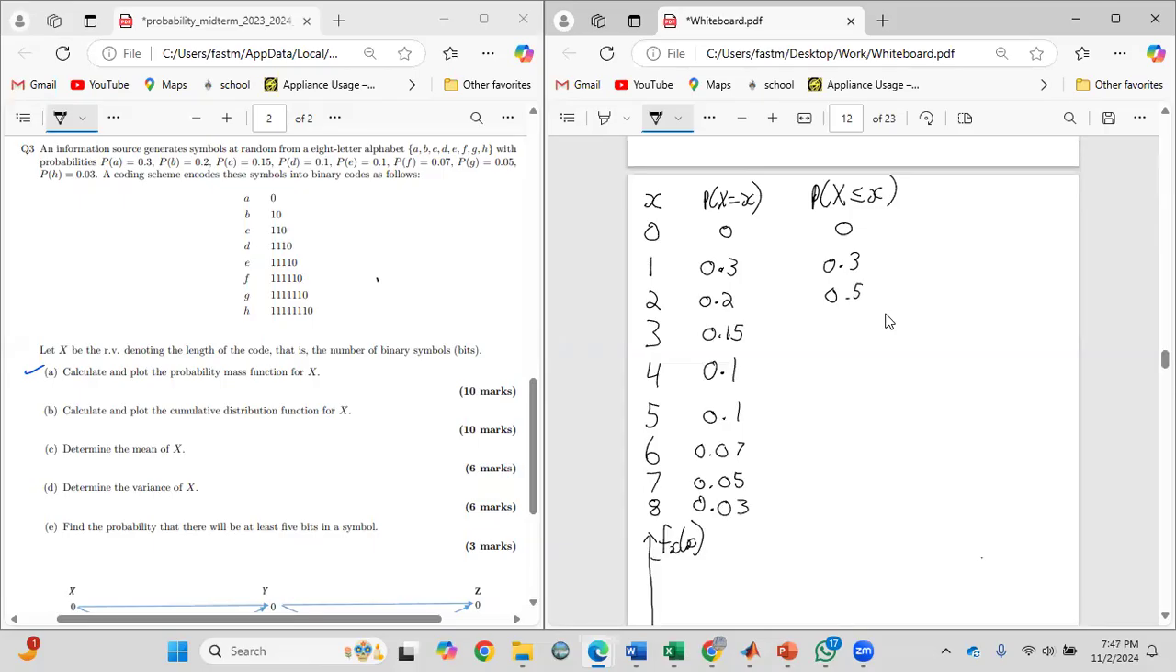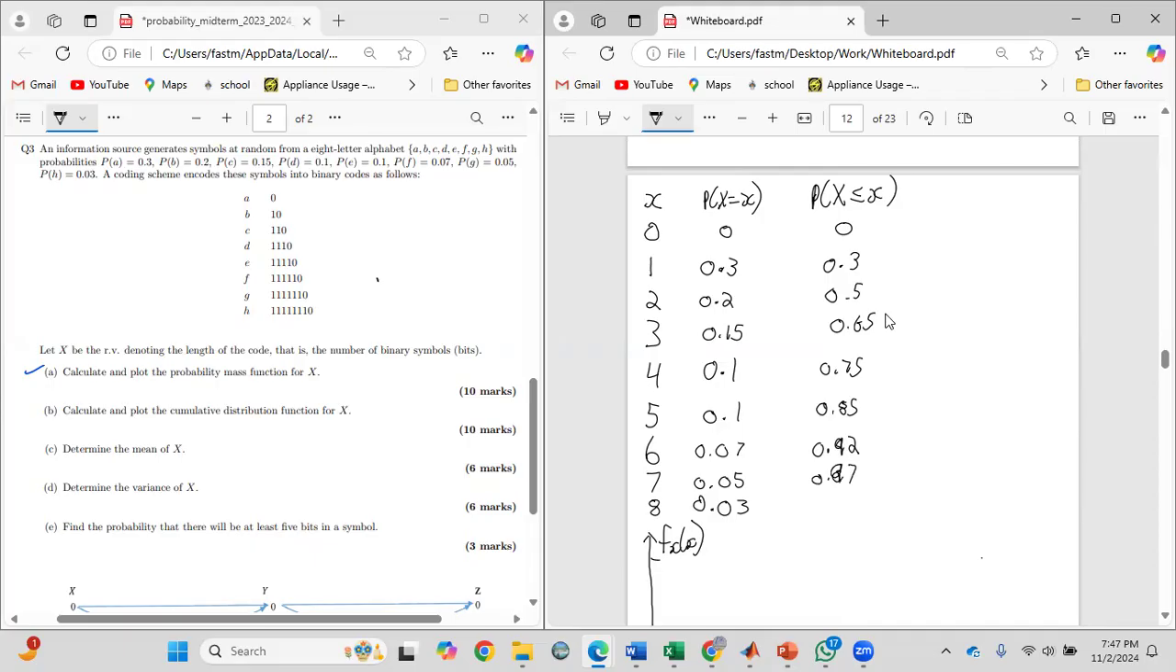All right. Then you have 3, which is 3 plus 2 plus 1, which is 0.65. 4 is 4 plus 3 plus 2 plus 1, which is 0.75. 5 is 5 plus 4 plus 3 plus 2 plus 1, 0.85. 6 is 6 plus 5 plus 4 plus 3 plus 2 plus 1 plus 0. So that will be 0.92. 7 is 7 through 0. I'm not going to repeat all those values. So it'll be 0.97. And 8 will be 8 plus all the values before.